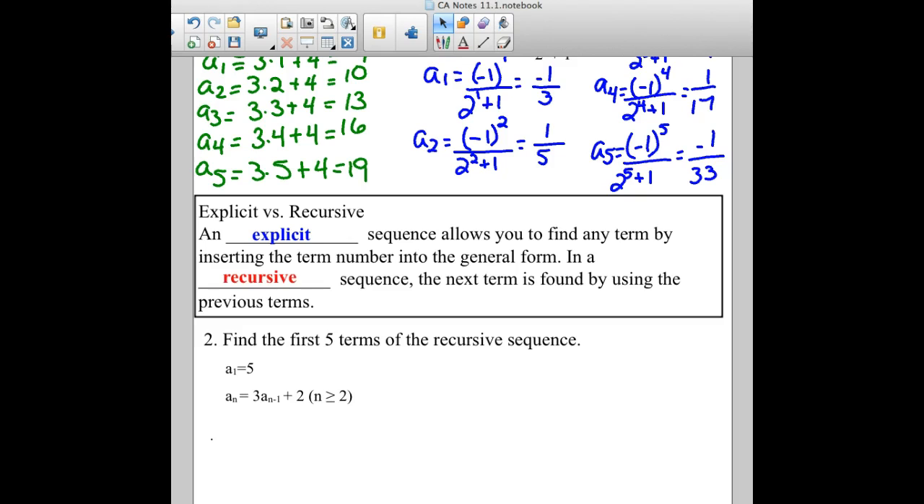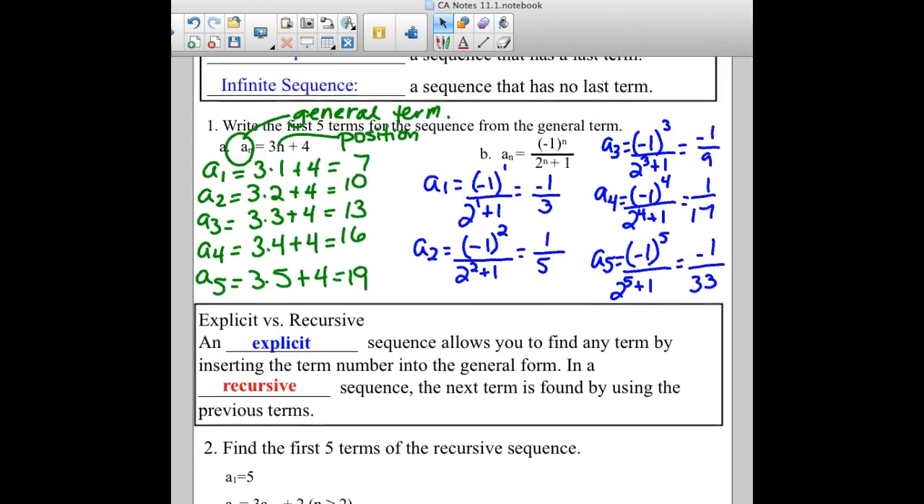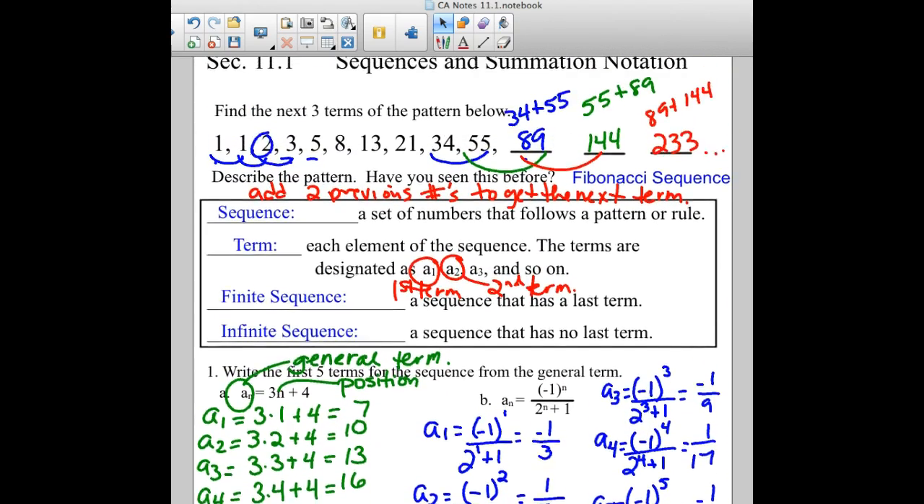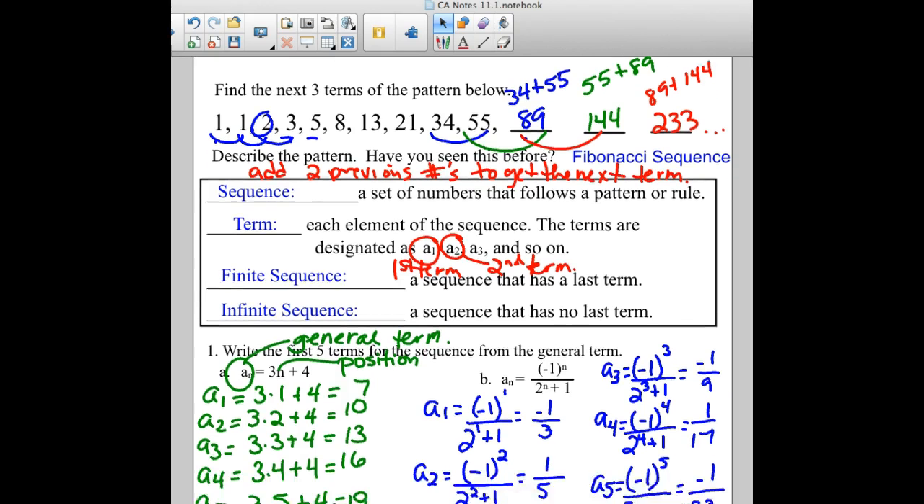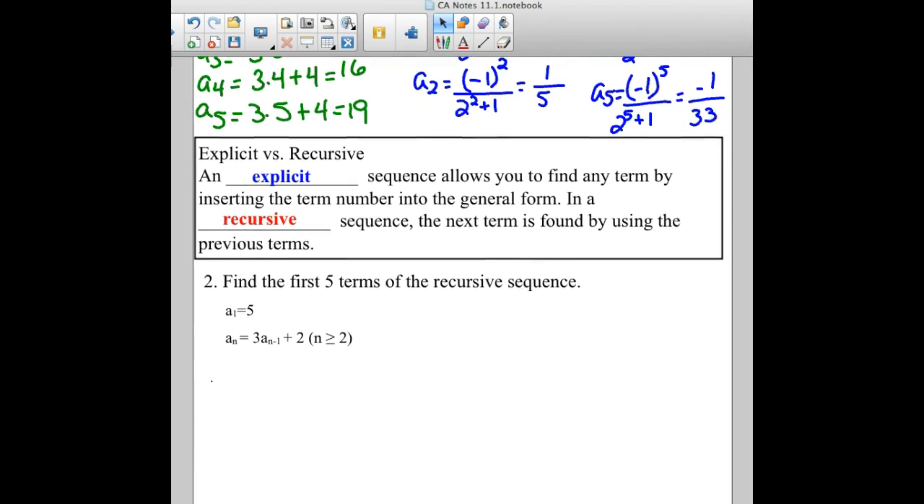In a recursive rule, a recursive sequence, the term has to be found based on the previous terms. So that very first example that we looked at, the Fibonacci sequence, that was a recursive sequence because we needed the previous numbers to find the next ones. All right.